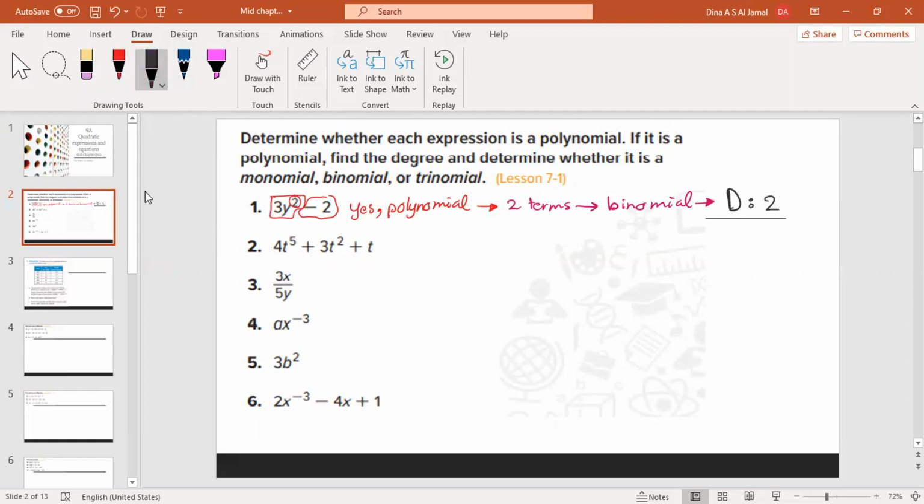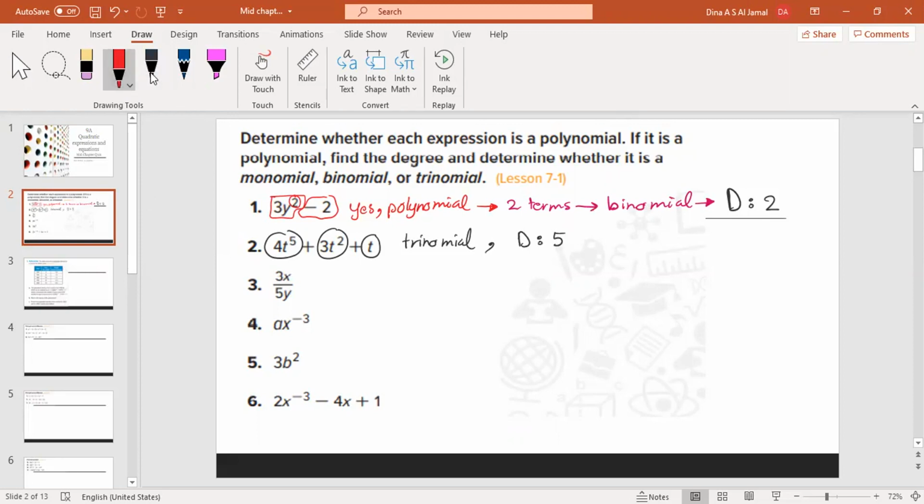Now let's go to this question. Let's check all the variables, all the powers. We are having positive powers. We are having numbers. So that means yes, it is a polynomial. We are having three terms. That means it is a trinomial. And then your highest power, it is your degree, which is 5.